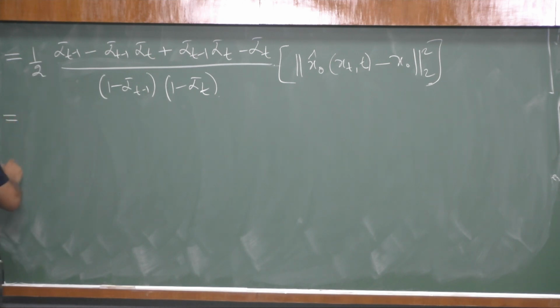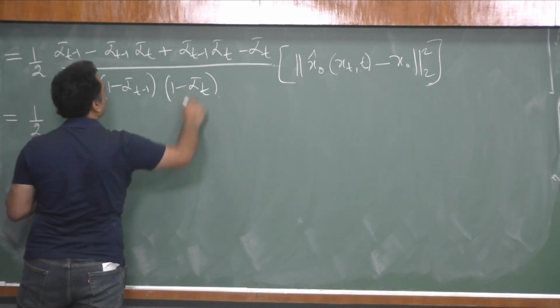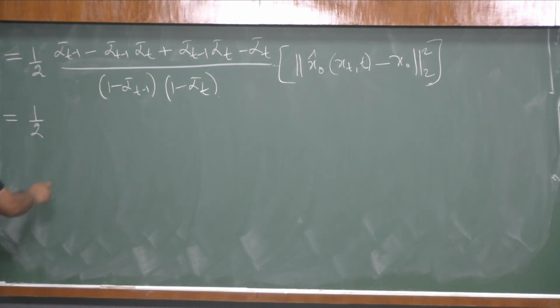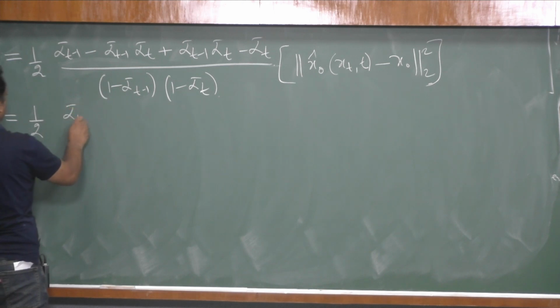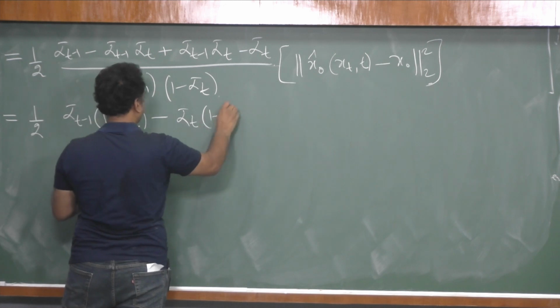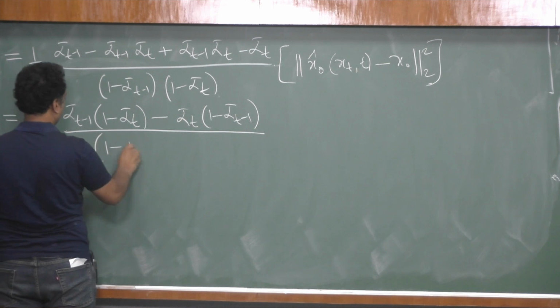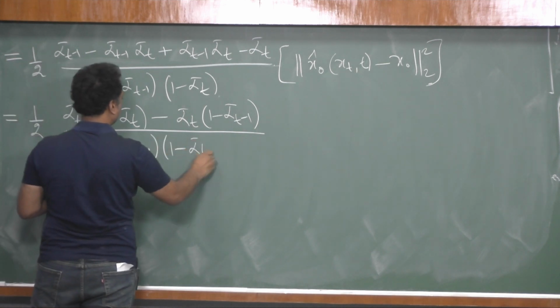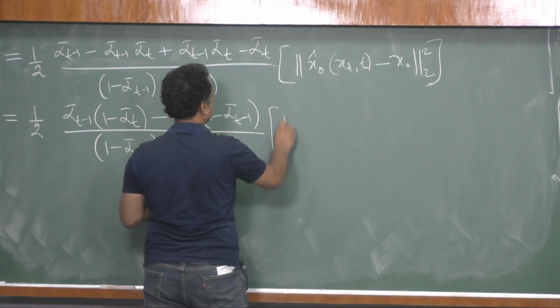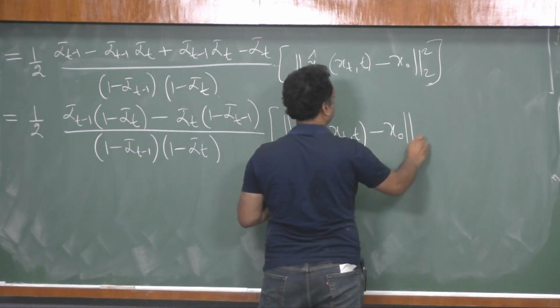So this is now equal to, now we will split this into two. So this becomes half, and then basically we will take alpha t minus 1 and alpha t terms. And so the alpha t minus 1 term, if I take alpha bar t minus 1 common, then 1 minus alpha bar t minus alpha bar t minus alpha bar t minus 1, and the whole thing divided by 1 minus alpha bar t minus 1 minus alpha bar t, and then this is x hat theta x t minus x naught.